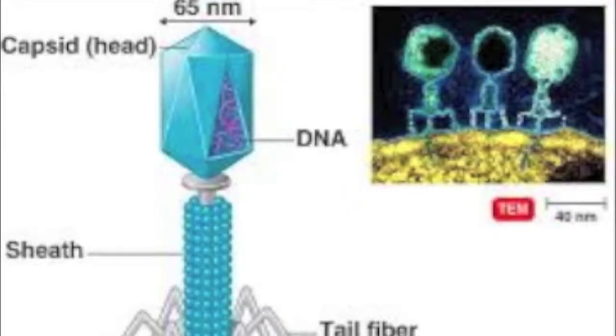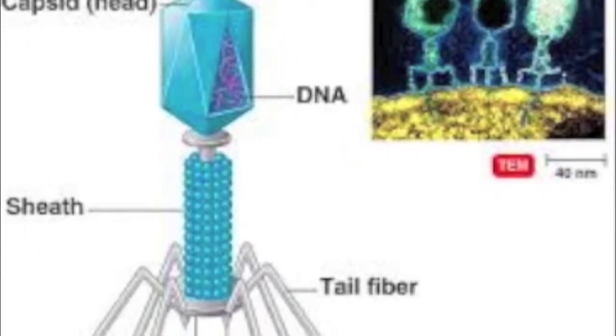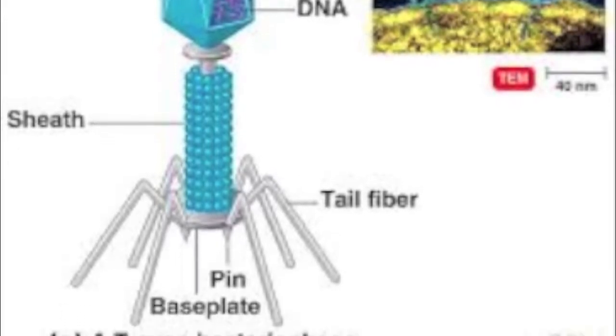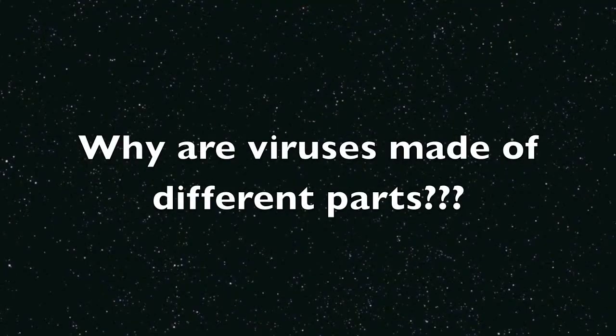Viruses are composed of two main parts, which are the capsid head and the DNA or nucleic acid. Viruses can also be more complex, containing parts that help them to reproduce easier. Each part of the virus does its part to pass on its DNA to the host cell.